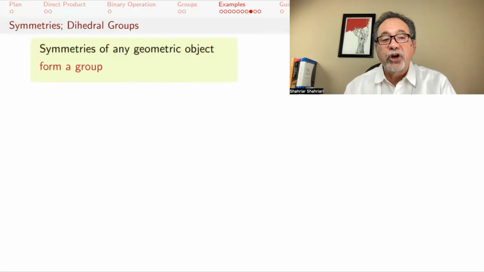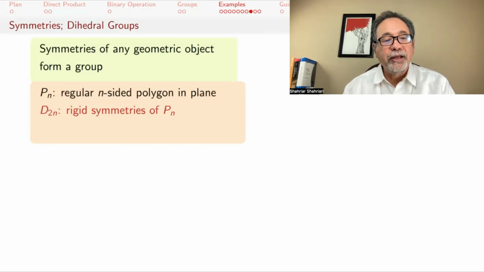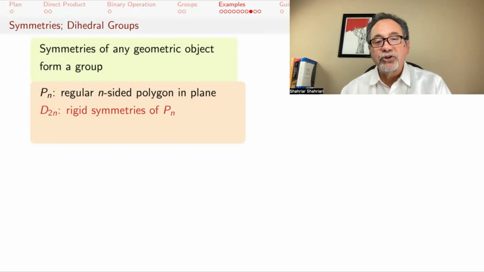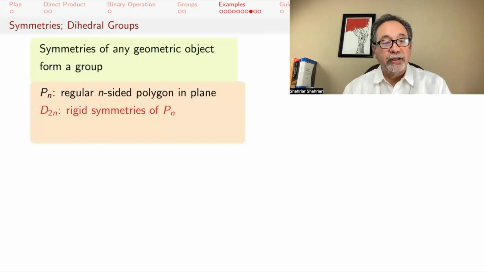Symmetries of any geometric object form a group. So you can pick your favorite object and look at its symmetries. One example of that would be if you take a regular n-sided polygon in the plane. Regular means that you have an n-sided polygon where all the sides have the same size and all the angles are the same. D_2n is the rigid symmetries of P_n. One example of that is when n is 4. D_8 would be the rigid symmetries of a square. A regular four-sided polygon would be a square.